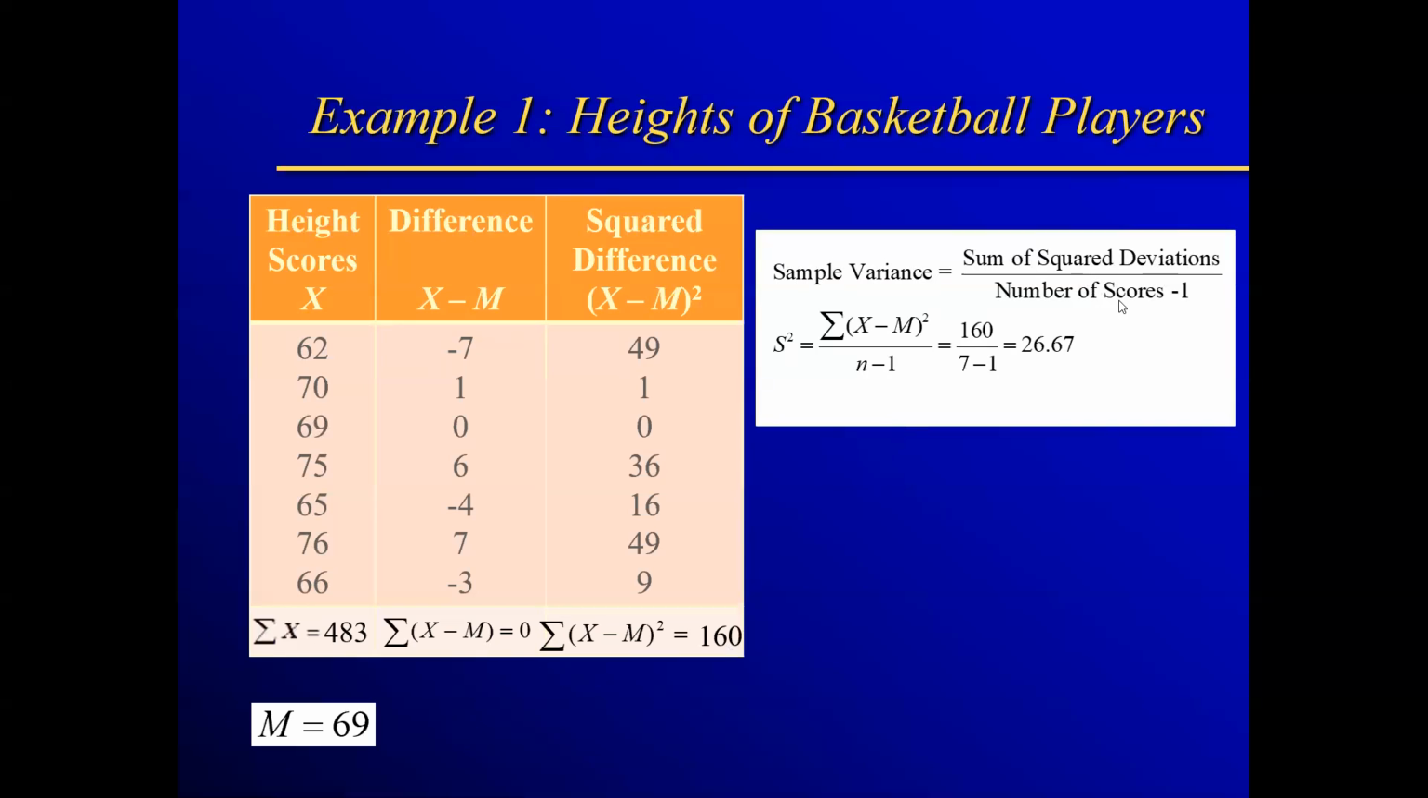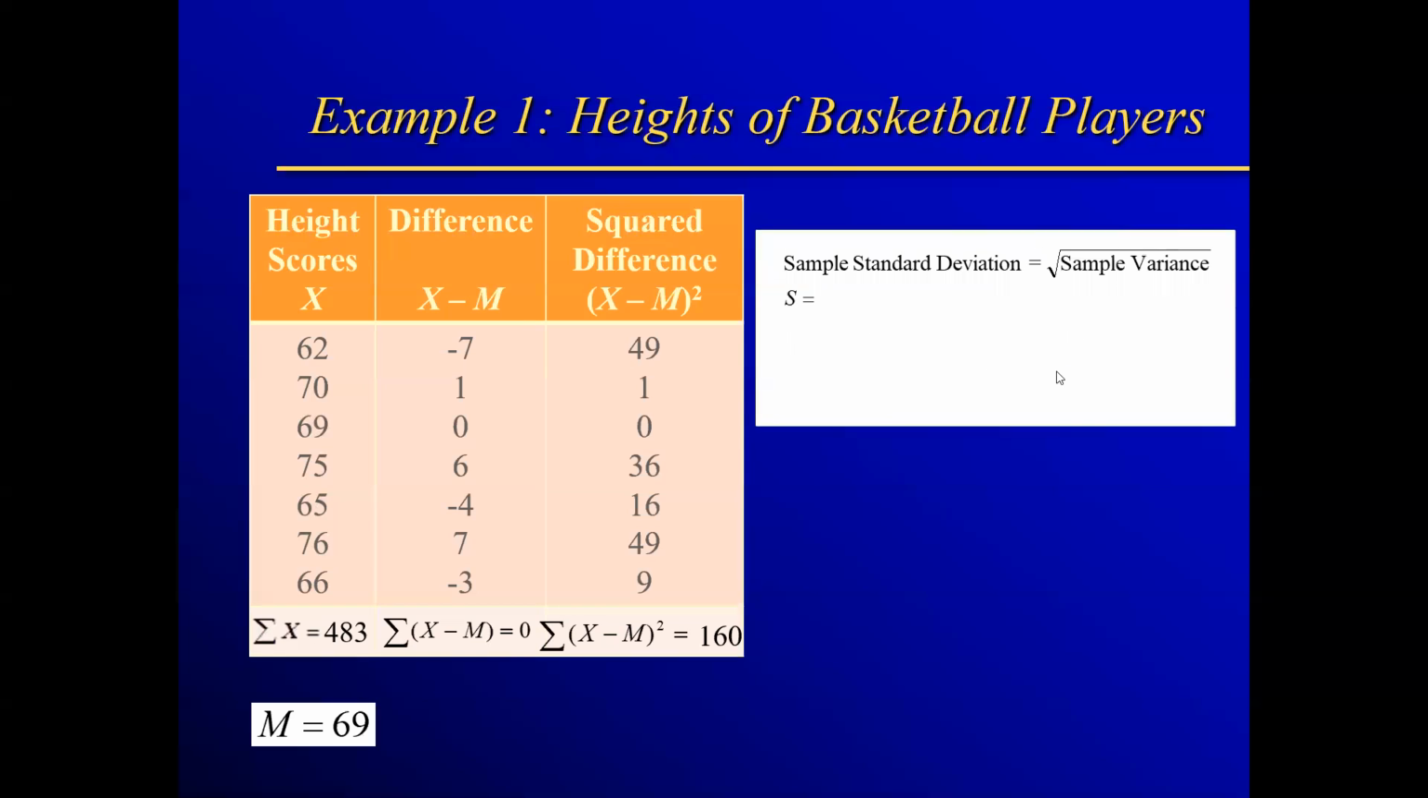divided by our number of scores minus 1. So we have 7 scores, 1, 2, 3, 4, 5, 6, 7, minus 1. So it would be 160 divided by 6 equals 26.67. So that is our sample variance, 26.67. Now, I could ask you, but it's going to show you, how do we find standard deviation? We just take the square root of that. So the square root of 26.67 is 5.16.